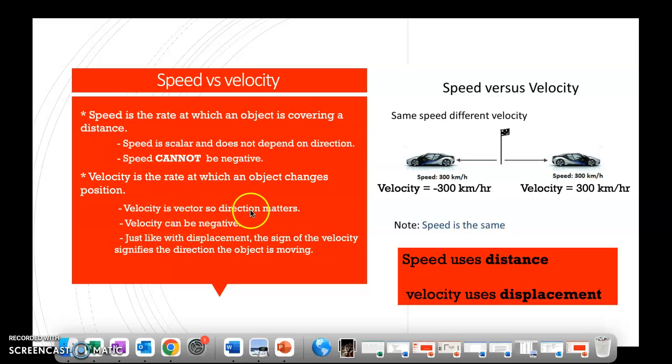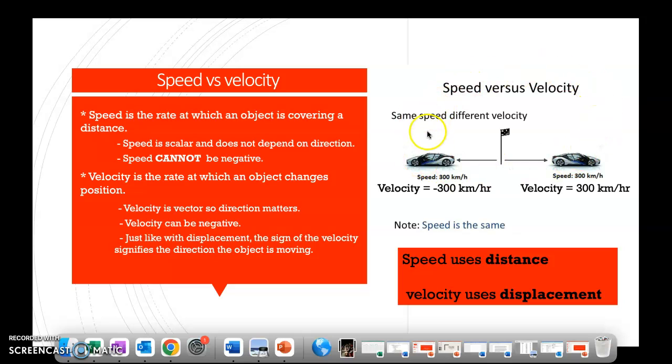Velocity is a vector, so direction does matter, which also means that velocity can be negative. Just like with displacement, the sign of the velocity just signifies direction, not how quickly or slowly the object is moving. A negative velocity does not mean it's moving slowly, it just means it's moving in a negative direction.